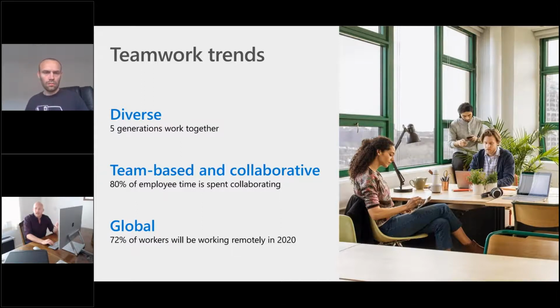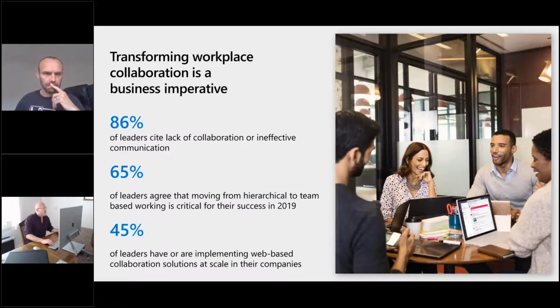80% of employees' time is spent collaborating. Obviously, we're more powerful and more productive when we get together in groups and work as teams. So when we get separated from our teams, how do we continue to make sure that productivity remains the same? The other point here is that 72% of workers will be working remotely by 2020. We need to adapt to change in order to make sure that those individuals can do their work as effectively as possible throughout that change as they move into this new environment. And there's a few more things here about the transforming workplace in terms of transforming collaboration.